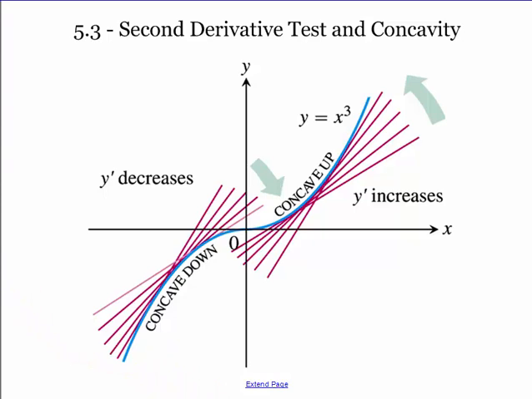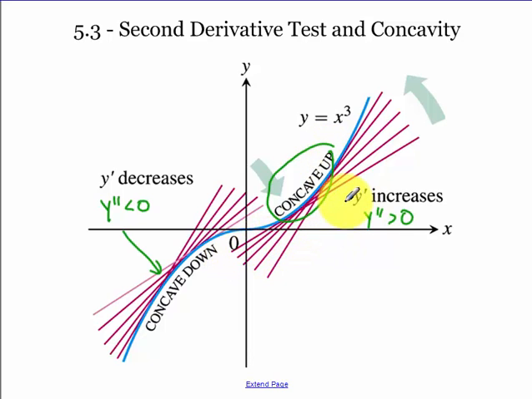Today we're going to be talking about the second derivative test in concavity. So when we're looking at concavity of a function, y prime, the derivative, is decreasing, which means y double prime is less than 0, which tells me our graph is concave down, or the slopes of the tangent lines are decreasing. Y prime is increasing, or y double prime is greater than 0, we're concave up.